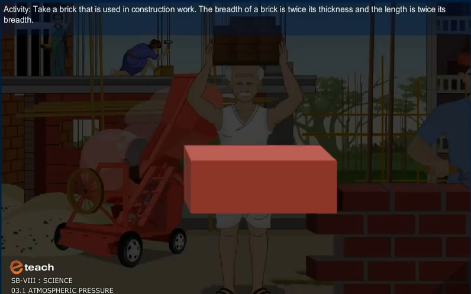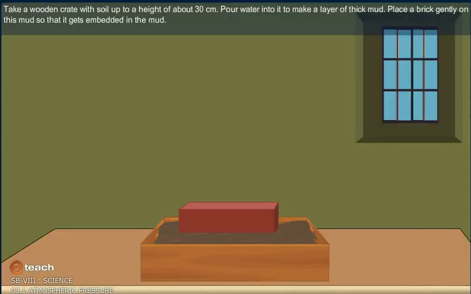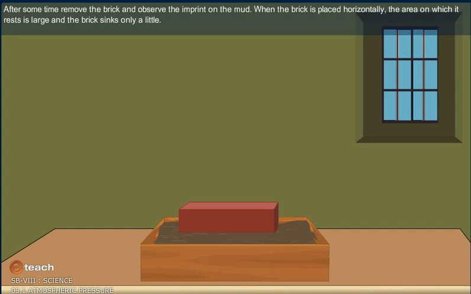Activity. Take a brick that is used in construction work. The breadth of a brick is twice its thickness and the length is twice its breadth. Take a wooden crate with soil up to a height of about, say, 30 centimeter. Pour water into it to make a layer of thick mud. Place a brick gently on this mud so that it gets embedded in the mud. After some time, remove the brick and observe the imprint on the mud.